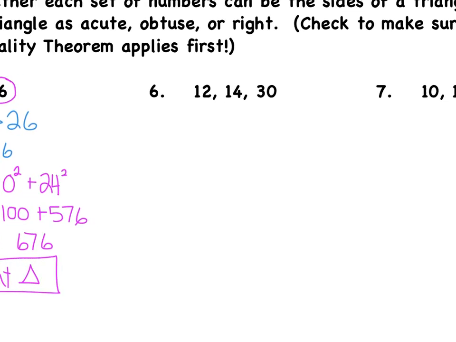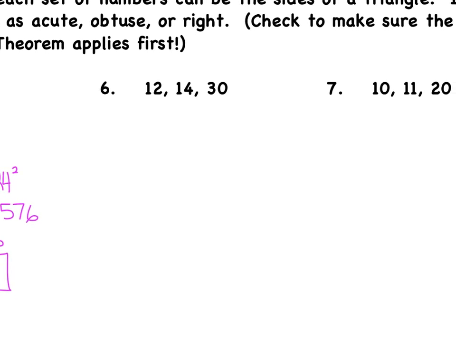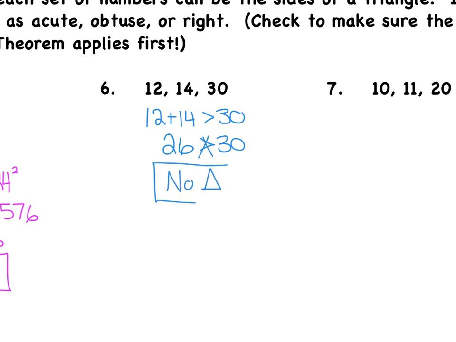Okay, next, we're going to take the two shortest sides, add them together, and make sure they're longer than the third side. Is 12 plus 14 greater than 30? 12 plus 14 is 26. That is not greater than 30. Therefore, there is no triangle. If there is no triangle, I'm not going to classify what type of triangle it is if it doesn't exist.